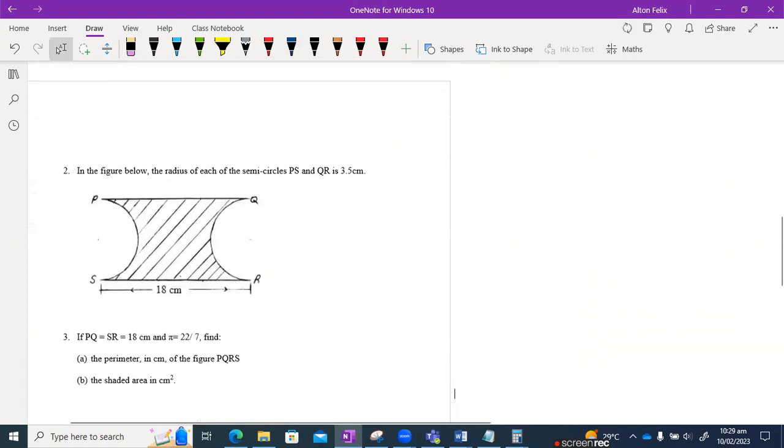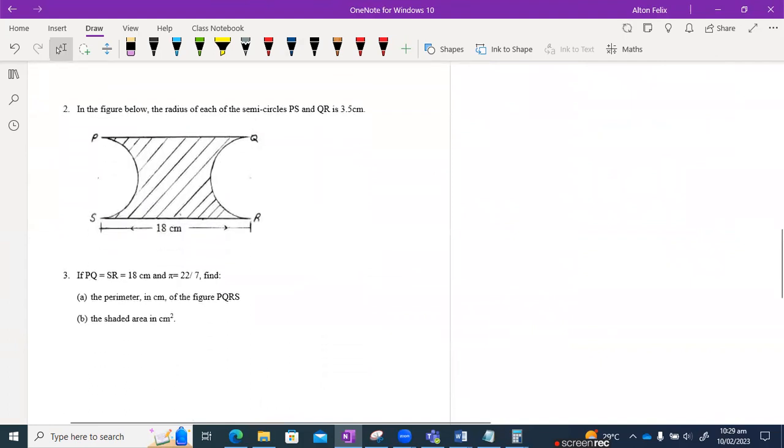Right, question number 2. In the figure below, the radius of each of the semicircles PS and QR is 3.5. So let's put in that information. Notice this is a semicircle, and we can complete the diagram by showing the actual semicircle at the end of this figure. So we've got 2 semicircles. And remember, if you bring 2 semicircles together, they form 1 complete circle.